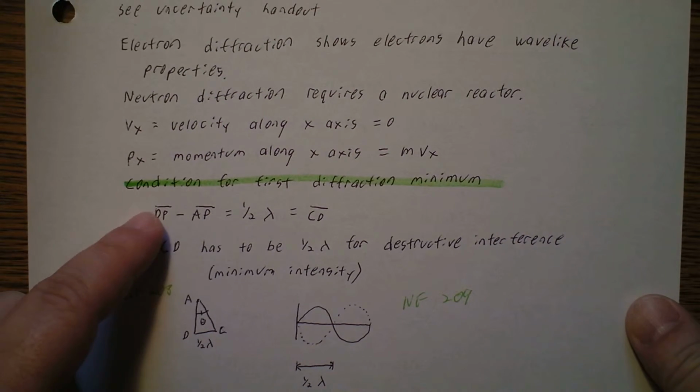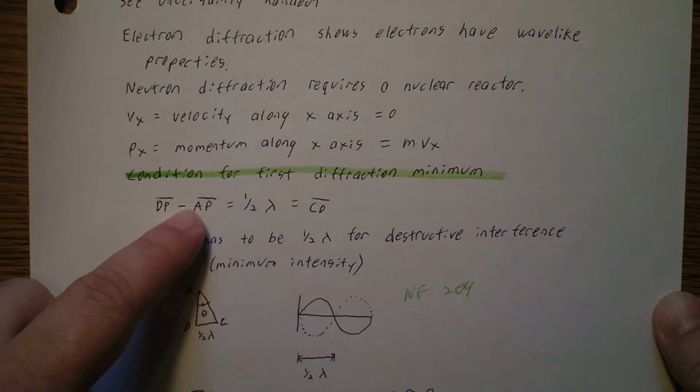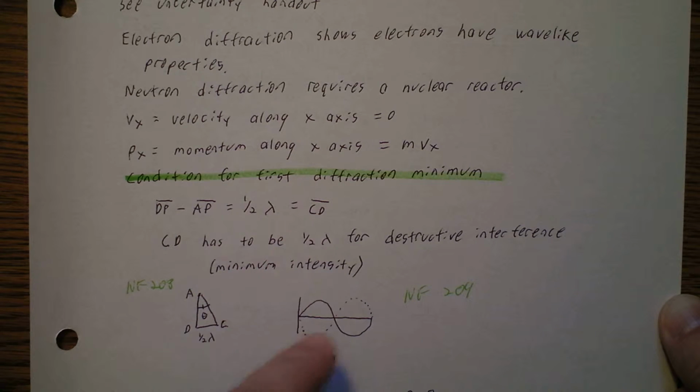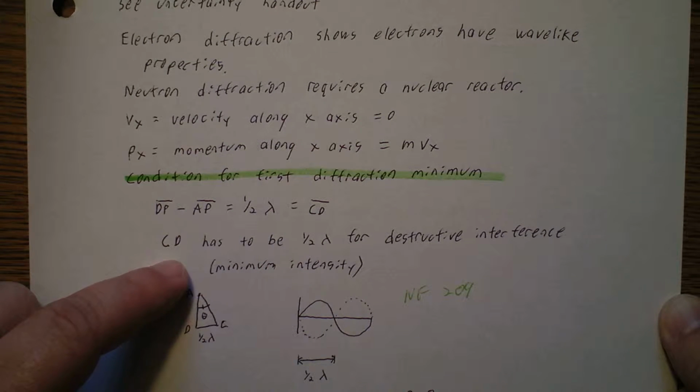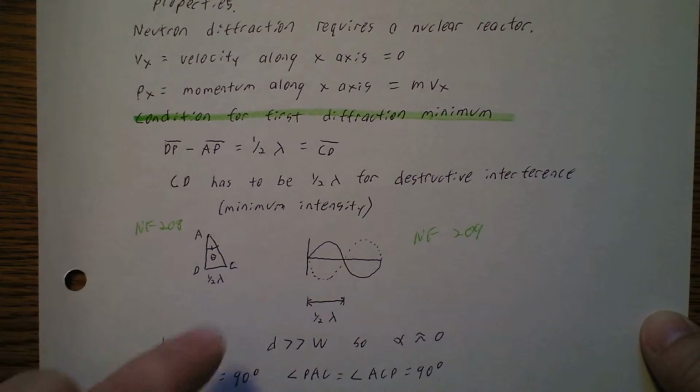So, looking at the diagram, you see segment DP minus AP is going to be equal to 1/2 lambda, the wavelength. That's going to be equal to CD. So CD has to be equal to 1/2 lambda for destructive interference, minimum intensity.